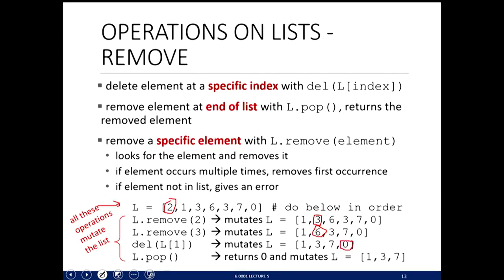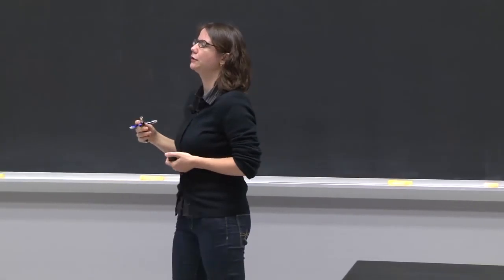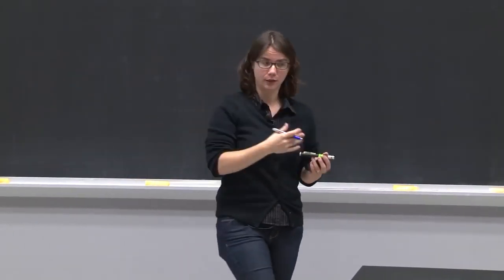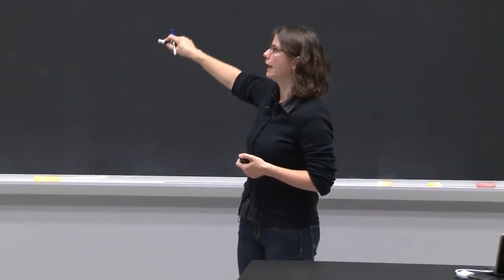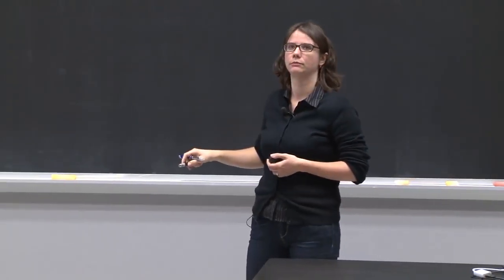So then we're left with only 1, 3, and 7. Okay. And L.pop is often useful because the return value from L.pop is going to be the value that it removed. So in this case, it's going to return 0.